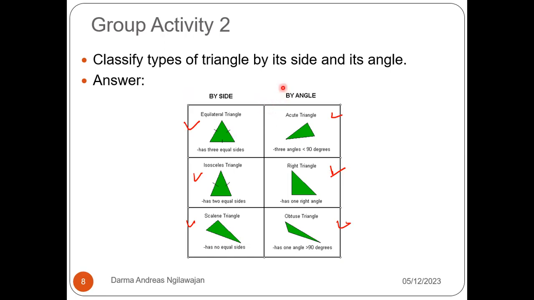So the second one is by angles. Okay. So you can see the first one, acute triangle. Segitiga lancip ya. The second one is right triangle. Segitiga siku-siku. And then the obtuse triangle. What is obtuse triangle? Segitiga sembarang. Oh, no. Tumpul. Tumpul ya Pak. Oke, good.